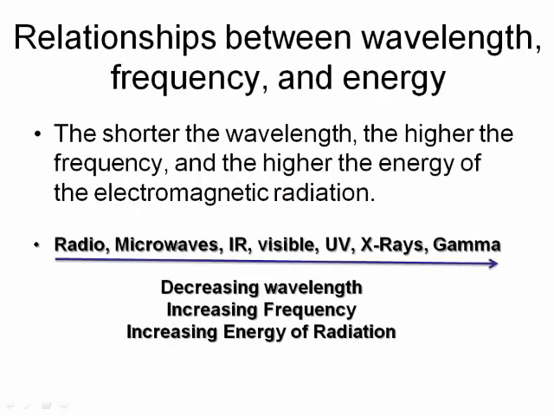So what is the relationship between this wavelength, frequency, and then also energy? Well, the shorter the wavelength, the higher the frequency and the higher the energy of the electromagnetic radiation. So if we're looking at the list of our electromagnetic spectrum, you'll notice that on the left-hand side of that electromagnetic spectrum, radio waves had the longest wavelength, which means that they are going to have the lowest frequencies. So you don't have as many of the waves passing a given point per second. It takes them longer because they are longer in wavelength. And then you also have them having the lowest energy.